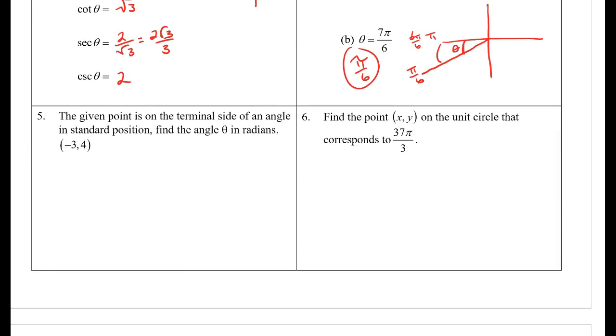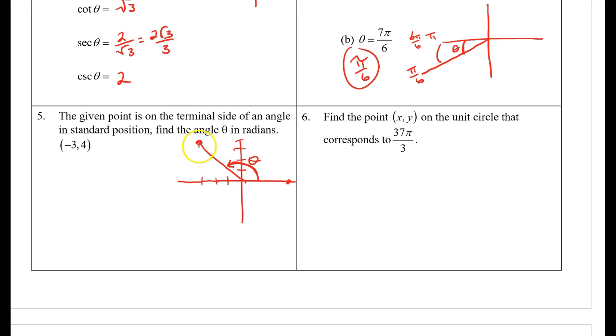Alright, number 5. The given point is on the terminal side of an angle in standard position. Remember, standard position always starts at the positive x-axis, so it's going to start over on the right-hand side. Find the angle in radians. So if we're looking at the point negative 3, 4, we know that that's left 3, up 4. It's going to put me somewhere around here. So we really want this angle in standard position, this big guy here.